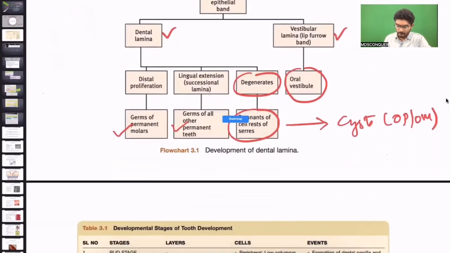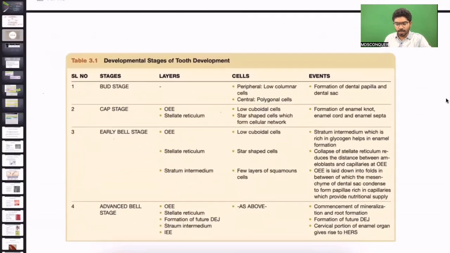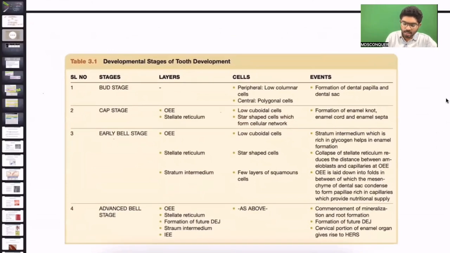And one important aspect about tooth development is: which structure in teeth is formed from ectoderm only? What is found from ectoderm only?